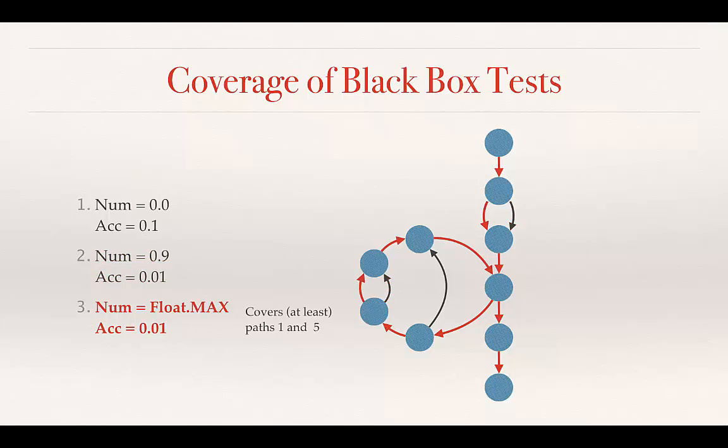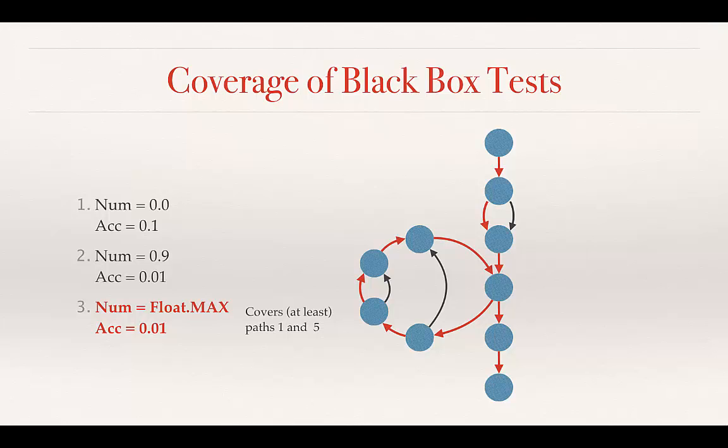Fortunately, our last test case does this. Unlike the other test cases, it covers the true edge of the initial if statement, which means that path number 1 will be covered. Inside the loop, the first iteration takes the true edge of the outer if statement and the true edge of the inner if statement. And this takes care of path 5. Again, I've only calculated this for the first iteration. It's possible that with enough iterations, the test case will also cover paths 3 and 4.